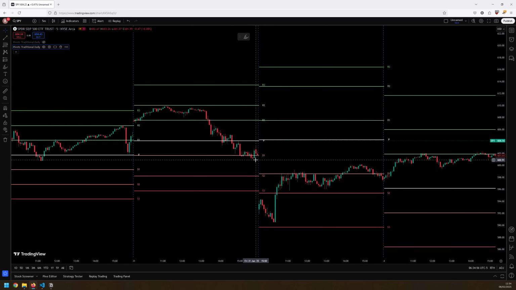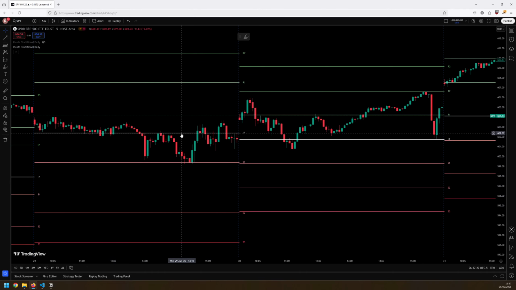So what are they and how do they actually work? I've zoomed in a little bit to make it clearer. Everything begins with this pivot line in the middle, this white line with a letter P next to it. This is calculated based on yesterday's high, low, and close prices. From this pivot, the others are then calculated.